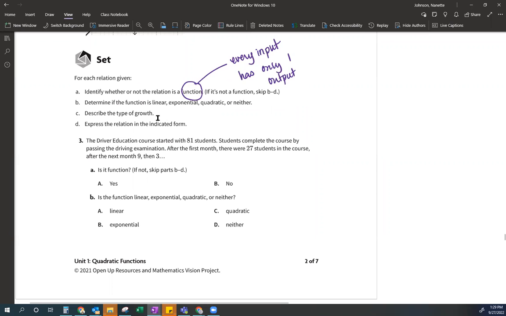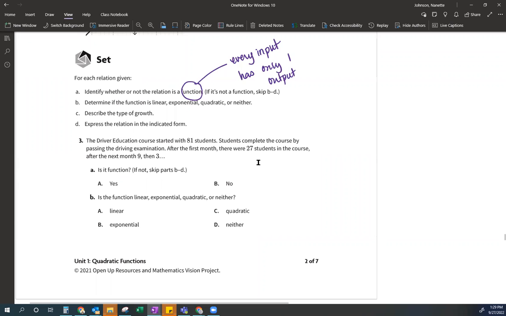Is it a function? So the driver's ed course started with 81 students. Students complete the course by passing the driving exam. After the first month, there were 27 students in the course. After the next month, 9, and then 3, and then so on.